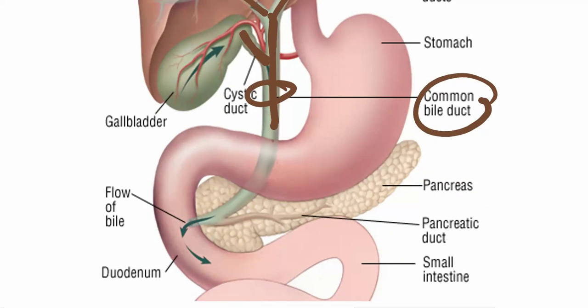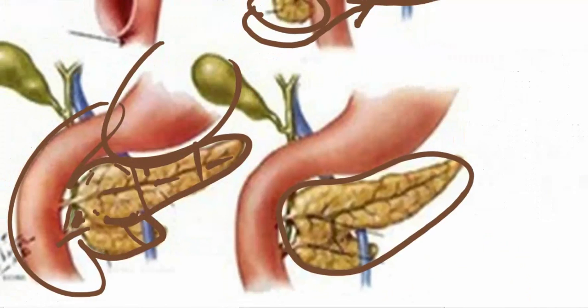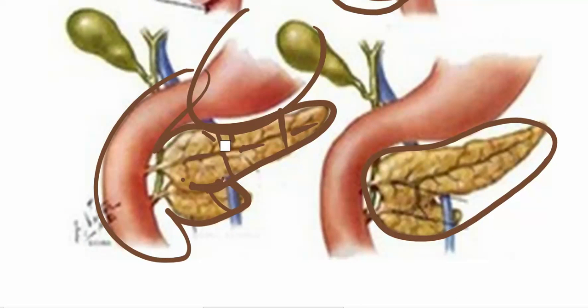All right. The common bile duct joins with the major pancreatic duct, which is located on which bud? Dorsal. Ventral. Notice, look, there's two ducts. There's one right here and there's one right here. Notice that your common bile duct is fusing with the duct of the ventral bud. All right, I think that's significant. This will become the minor duct and this will become the major duct.